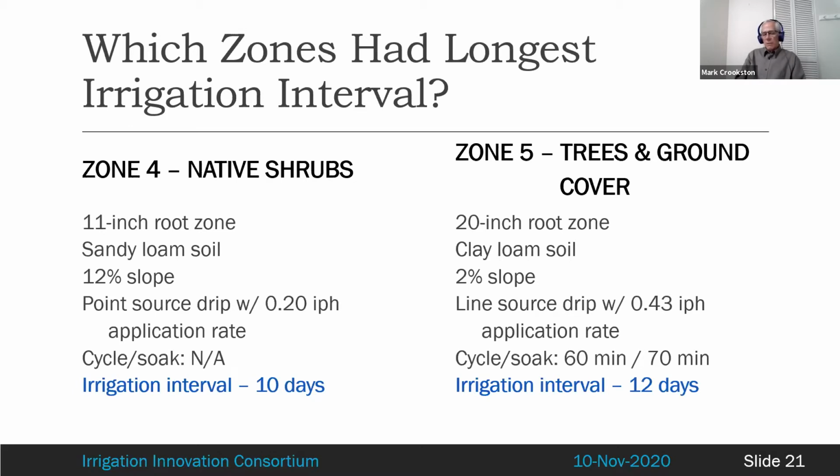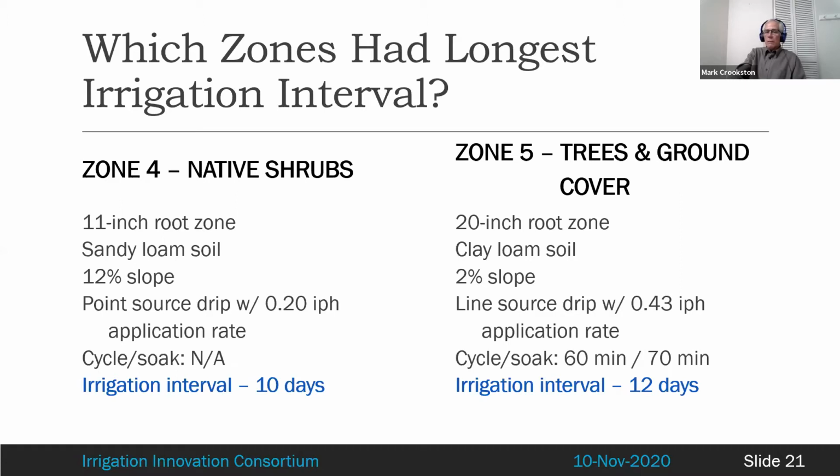So now, some of the immediate questions that have come up is which zones had the longest irrigation intervals? Zones 4 and 5 had 10 days and 12 days respectively. And this is unusual for management of many landscapes, but it's becoming more and more common. So for controllers that utilize days of week scheduling, where each zone must be scheduled to water at least once a week, some scheduling compromises were required. And there'll be some information about how that affected the poor performance between one type of controller and the other.